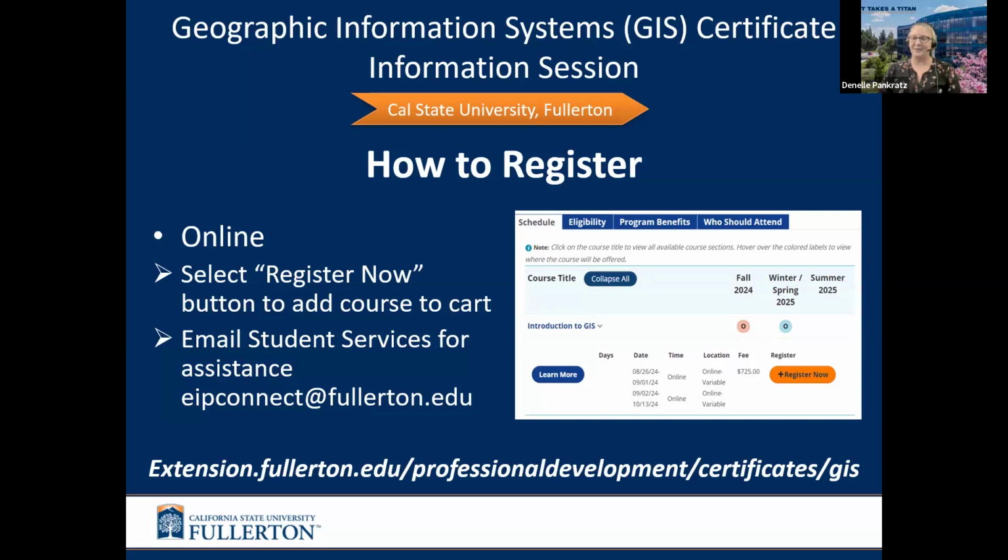Connor is asking, do we pay upfront for the courses or can we pay by the end of the class? So when you register, you will have to pay in full for what you're registering for. However, with that said, you can register for just one course at a time and pay for that one course. And then as that course is coming to an end, you can then register for the next course.